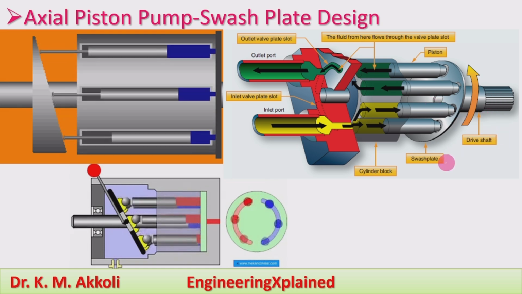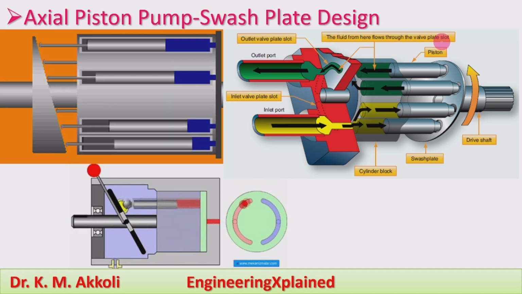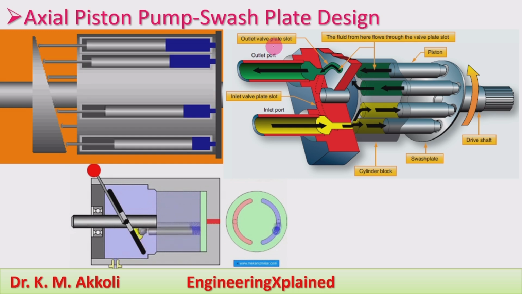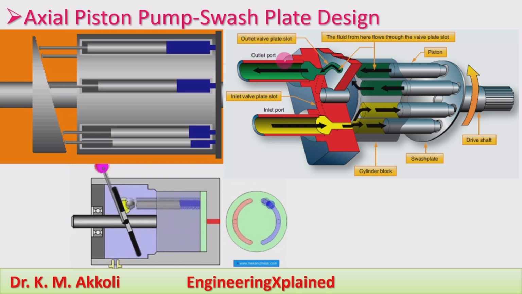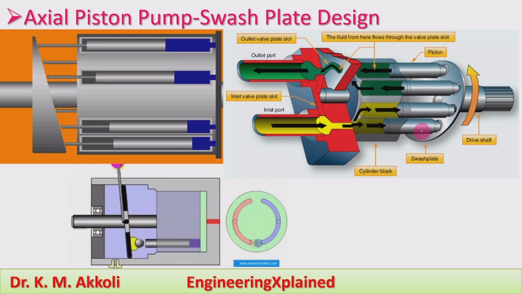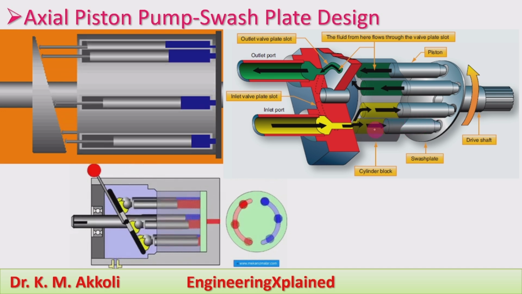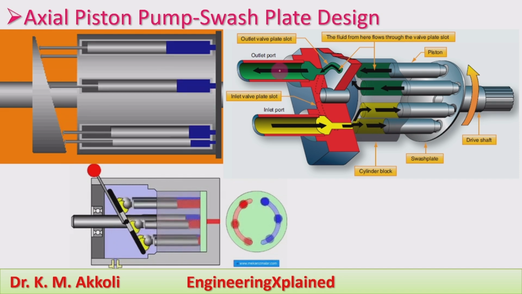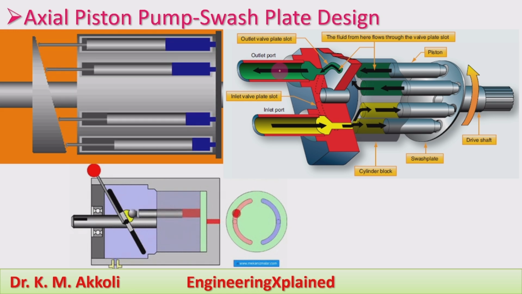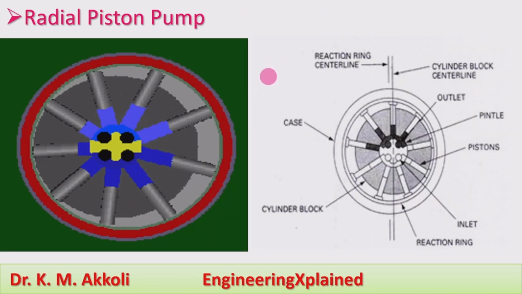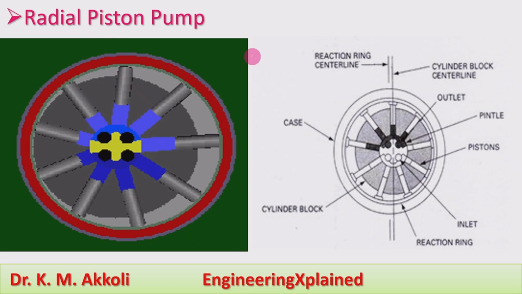This is the drive shaft. This is the piston, and the fluid from here flows to the valve plate. Then the outlet valve plate slot is connected to the outlet port. Like this, the fluid will be sucked into the cylinder, and that will be discharged in the discharge port. Then the next and last type of piston pump is the radial piston pump.